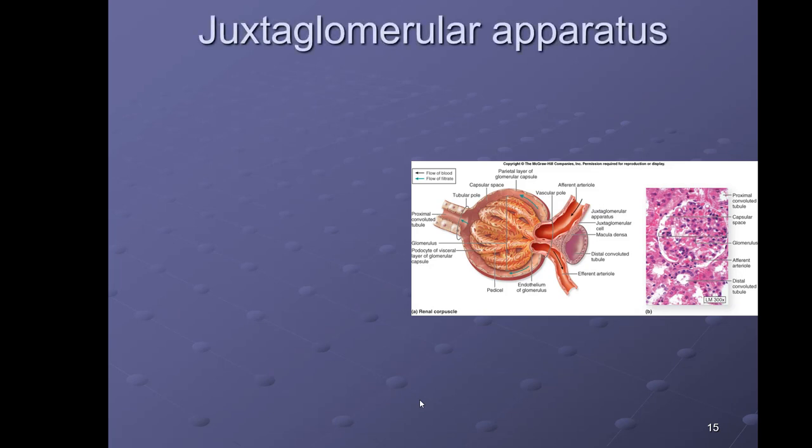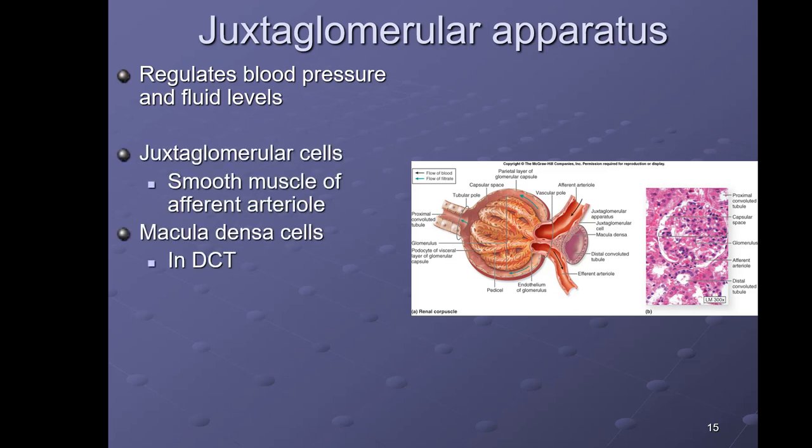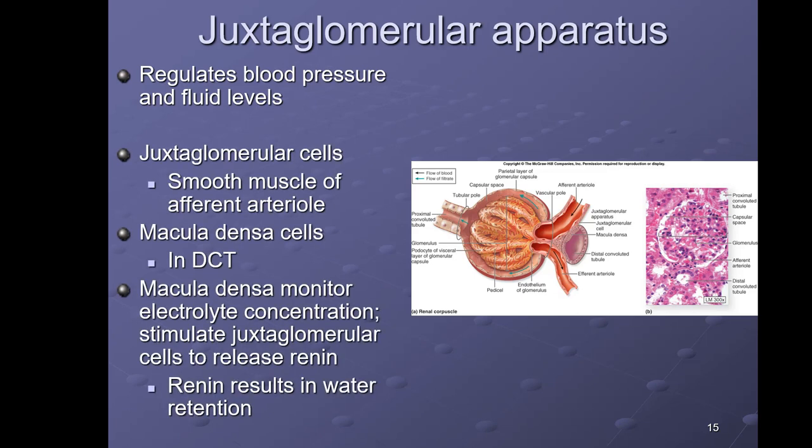All right, so as far as blood volume regulation, there's something called the juxtaglomerular apparatus, which I just want to mention really quickly. Basically, it regulates fluid levels in the body and also blood pressure, because fluid levels can have a big influence on blood pressure.